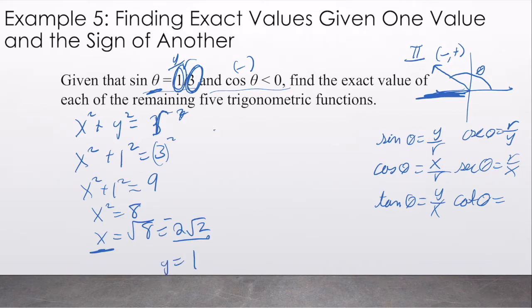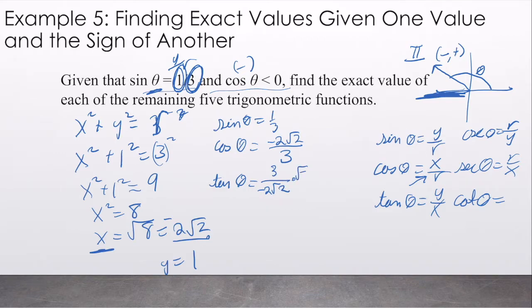So sine of theta, we know, is 1/3. Cosine of theta is -2 square root of 2 over 3, because it's x over radius. Tangent of theta is 3 over -2 square root of 2. And I have to multiply both sides by a square root of 2. So that gives me 3 square root of 2 over -4. Sorry, tangent's y is 1. So I get negative square root of 2 over 4 as my answer.